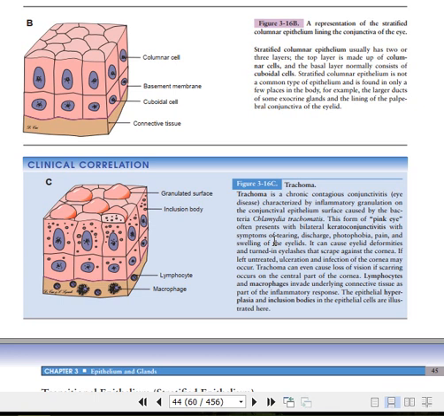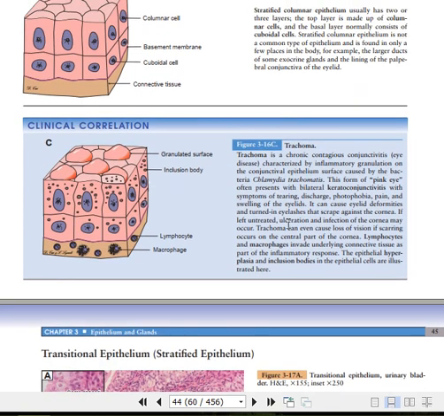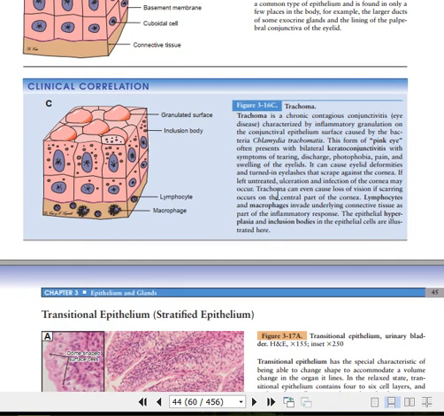Now, the clinical presentation is usually a keratoconjunctivitis, that is the dry eye, which is inflamed. Now, how do you visualize trachoma on histopathology? On histopathology, you are going to have a granulated surface. When I say granulated surface, what do I mean by that? The granulated surface just means that it contains granulation tissues.